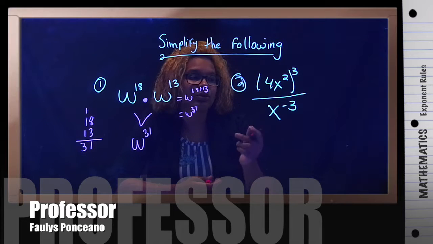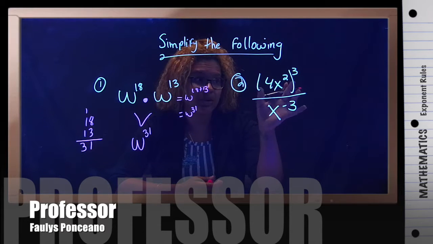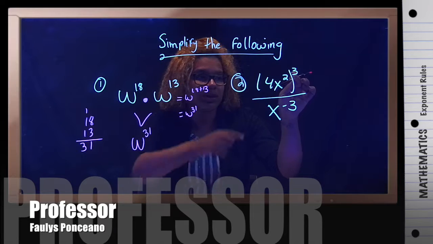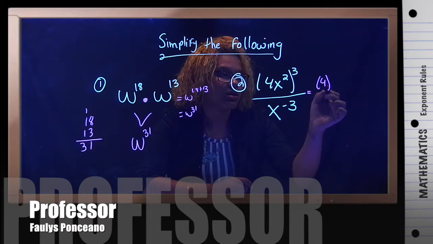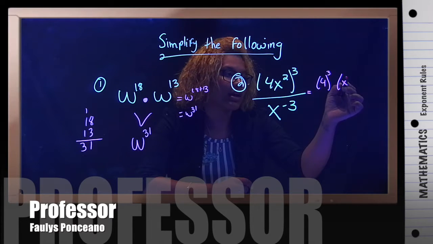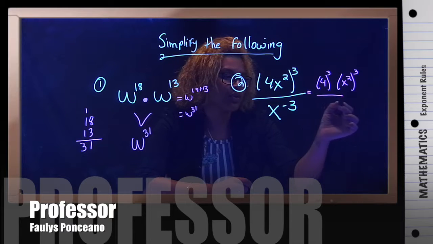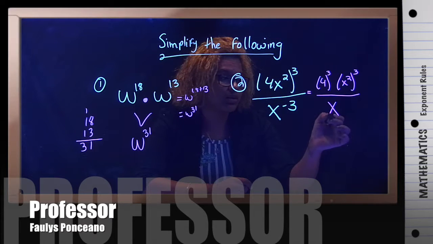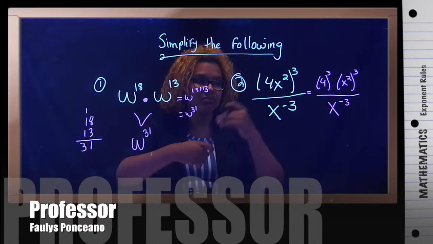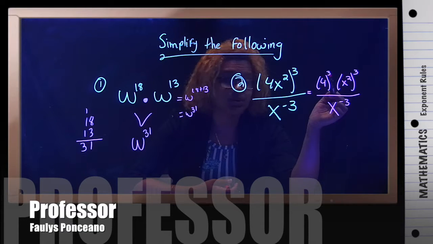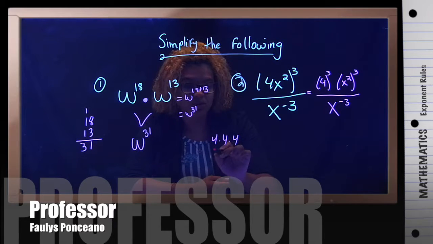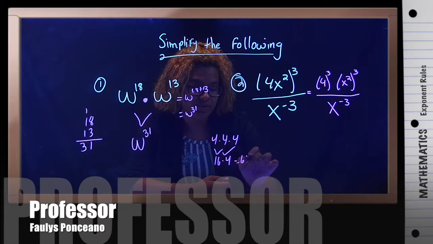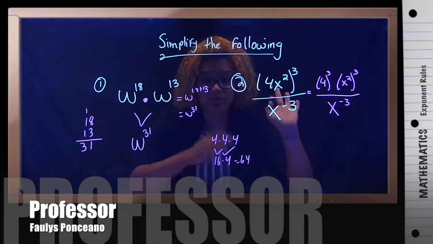Step one, I'm going to rewrite the top, the numerator. So I'm going to distribute this 3 to everything inside. Okay, so I'm going to say 4 to the third, x squared to the third. I didn't do anything with the denominator, so I'm going to leave that right there. Now this is 4 to the third, so I have 4 times 4 times 4, right? So 4 times 4, 16, times 4, 64. So you did 4 cubed, right?